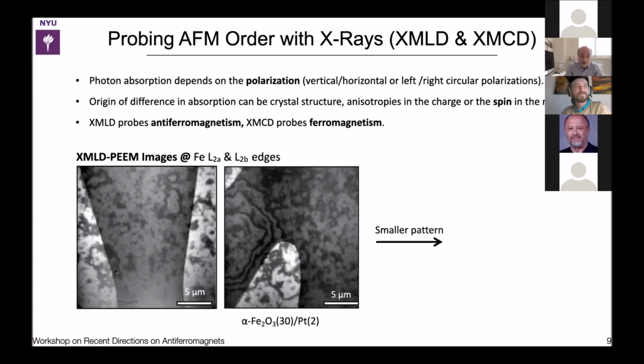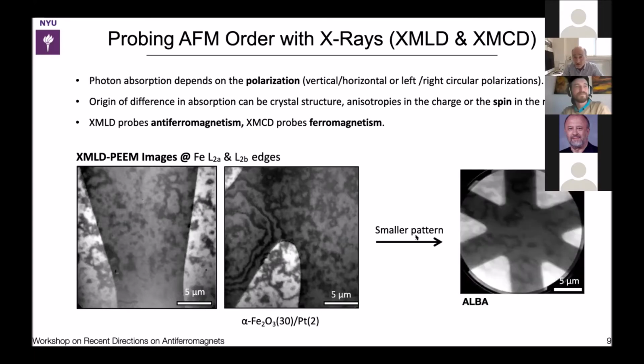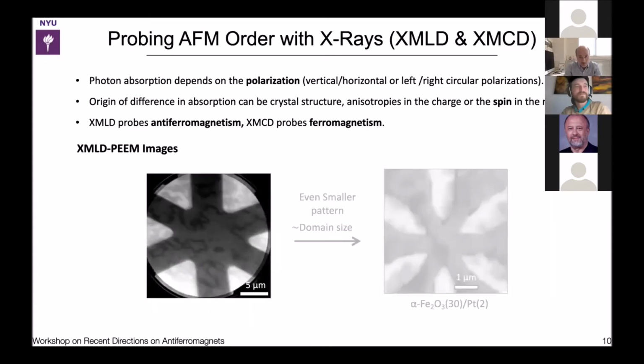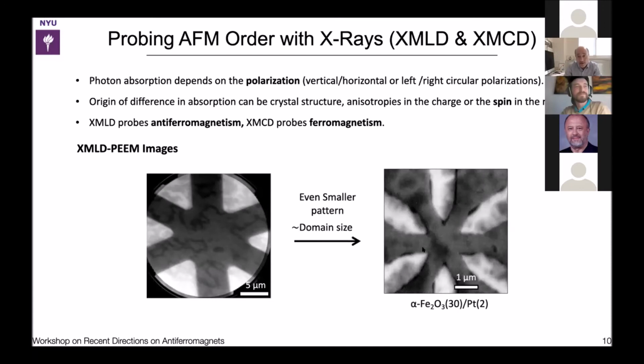We can go smaller. So we saw this and we said, well, we should really try to get down closer to the domain size. This is an image we just took a few weeks ago at the ALBA synchrotron, where you can see the whole cross structure. Again, the dark regions are the platinum, and you can see these kind of domains. And then we've gone even smaller. We've gone now to the point where the Hall cross is on the scale of the antiferromagnetic domain. So you can see the domains, and the current paths are the darker regions in these images.